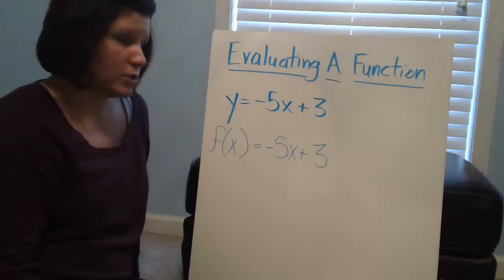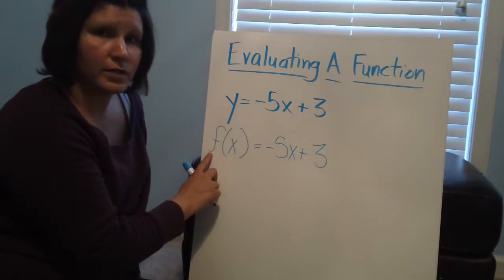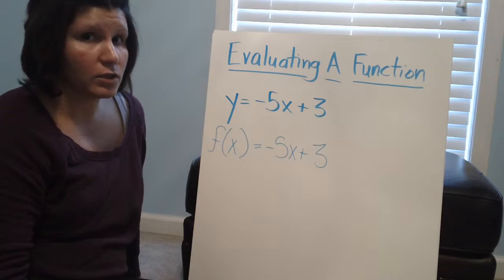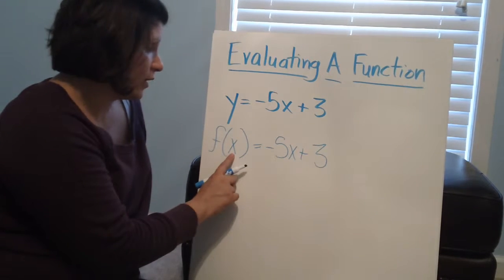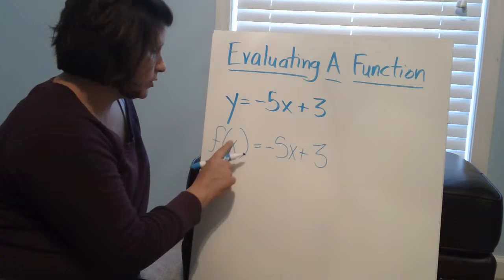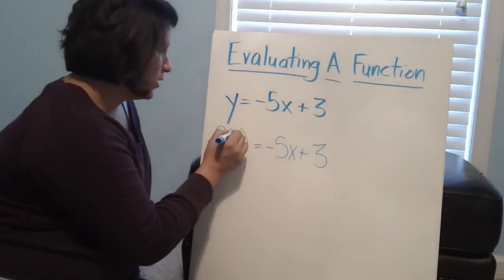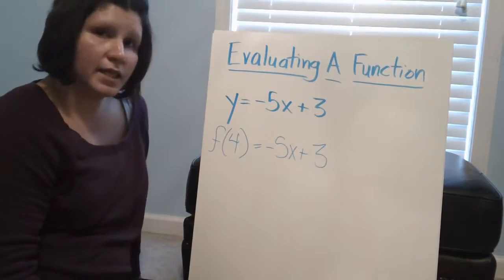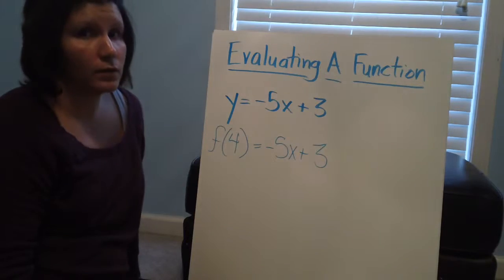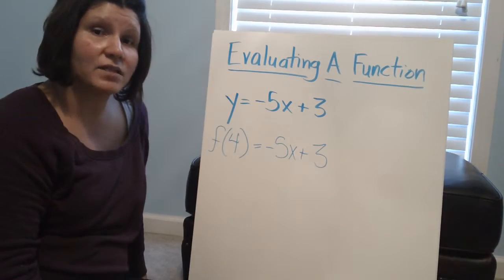In function notation, we don't use y as our variable, we use f of x, or better known as a function of x. If we want to evaluate our function, we would put a value in our parentheses for x that we wanted to evaluate for. So I'm going to replace my x value with the number 4. This means I want to evaluate this function when x is 4. So I'm going to rewrite my expression putting in place of x the value 4.